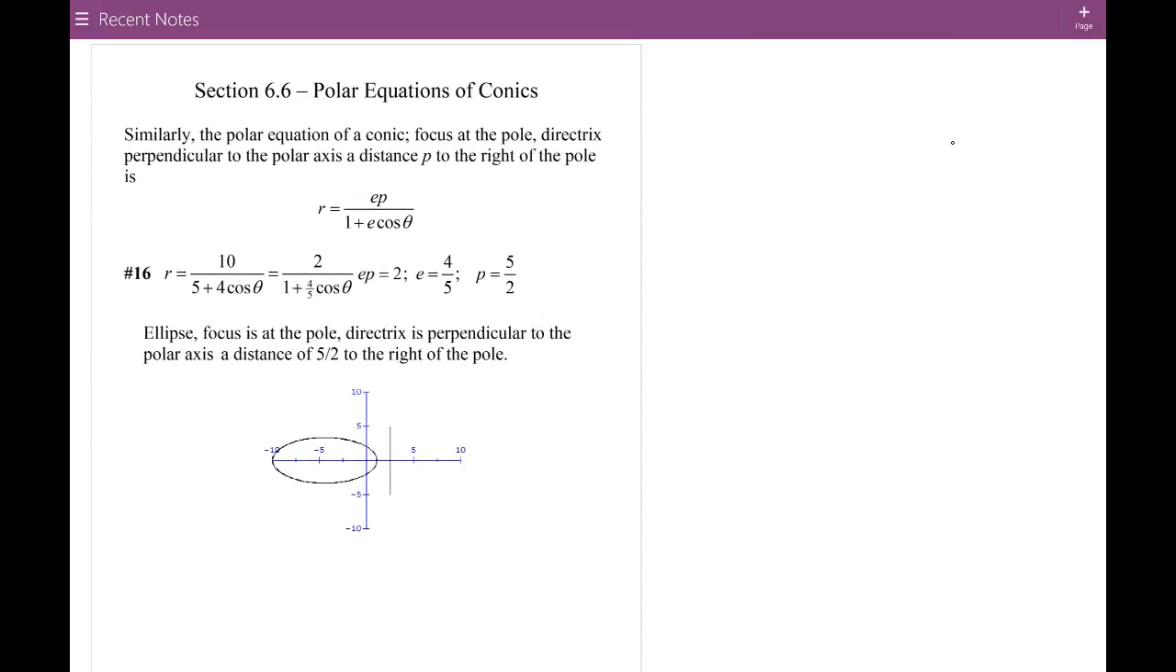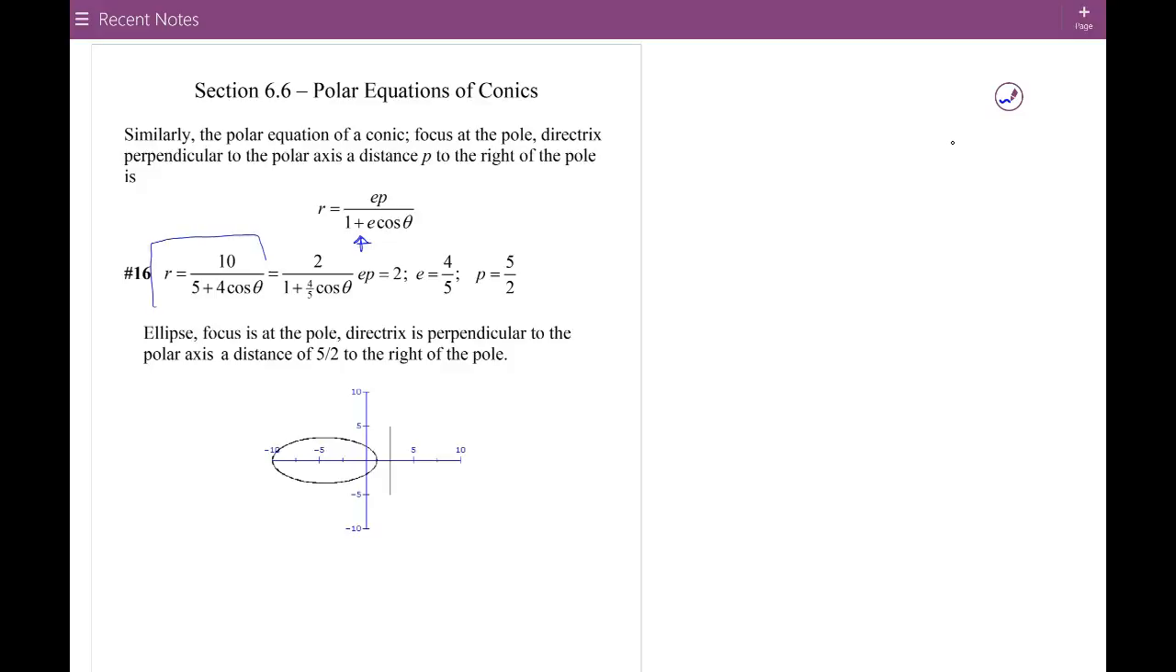Okay, so if you have a polar equation of a conic with the focus at the pole and the directrix perpendicular to the polar axis, a distance p to the right of the pole, look at what's different. We end up with a plus in the formula. So you can tell whether the shape is going towards the left or towards the right by whether it has the plus or the minus, because it has to go away from the directrix.